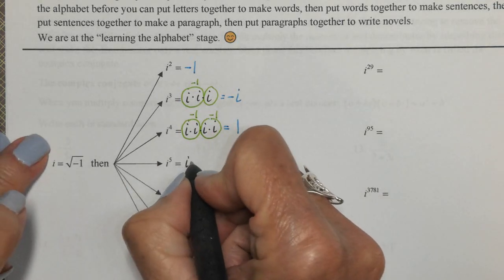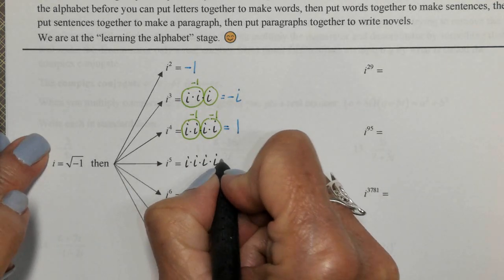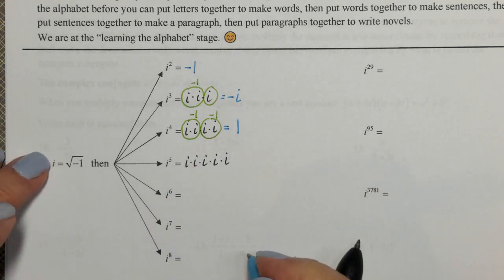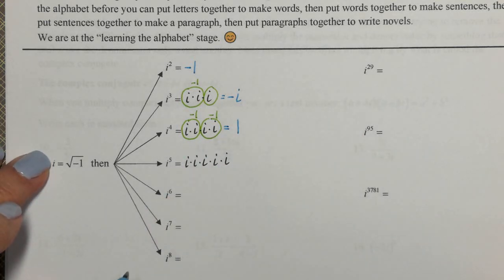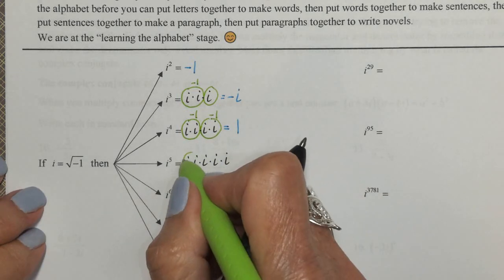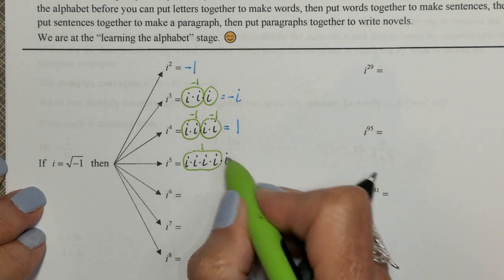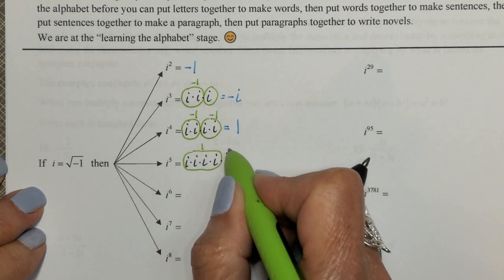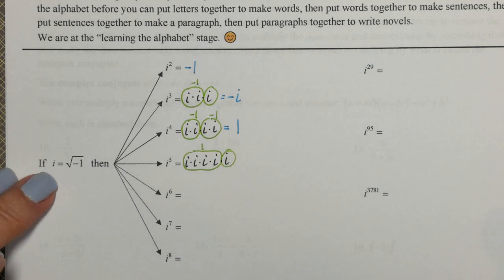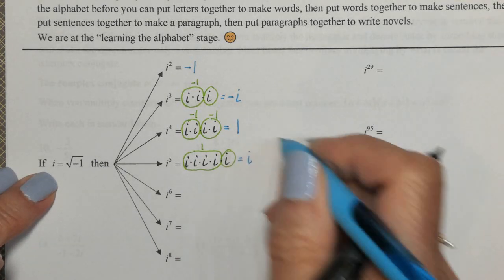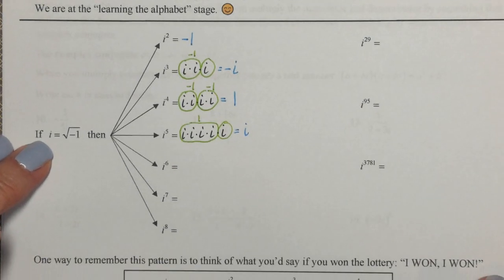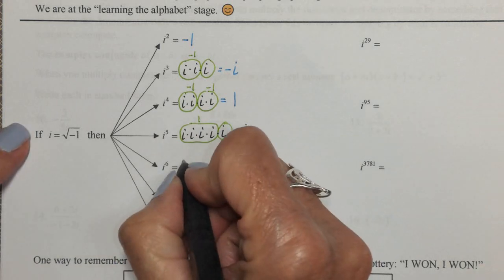Well, i to the fifth is i times i times i times i times i. We just said that i to the fourth was 1, so let's group our i to the fourth together. Here's our 4 i's, that's i to the fourth, and that is 1. We have 1 times i, and 1 times i is i. Okay, i to the sixth.